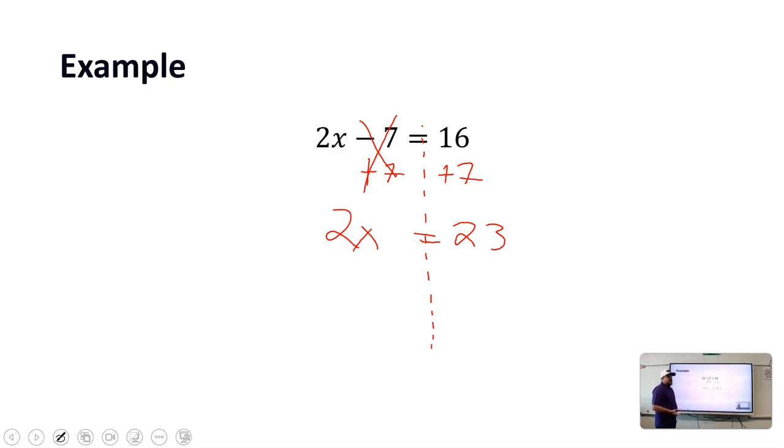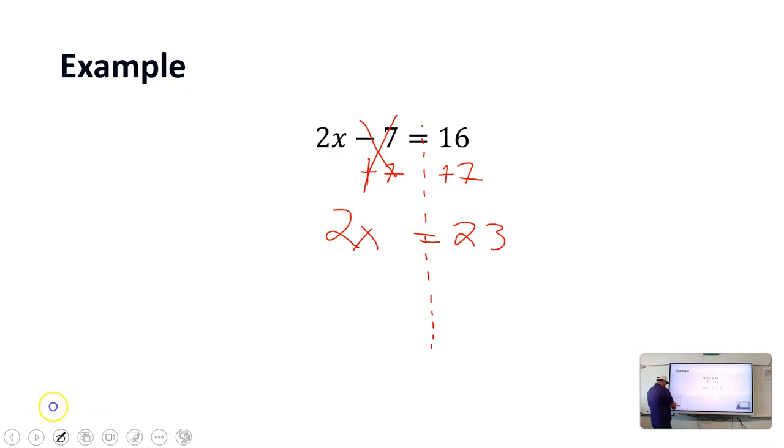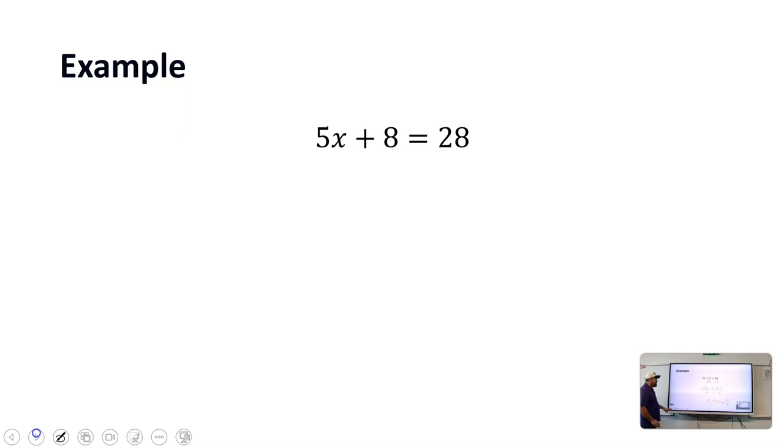Okay, now there's one step left, and we're going to go ahead and divide both sides by 2. And we get x equals 23 divided by 2, which gives me 11.5. Or if you want to write it as just 23 halves, that's also okay. I would accept either one of those answers. So we added first, and then we divided in this one.